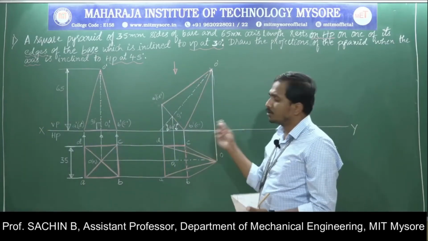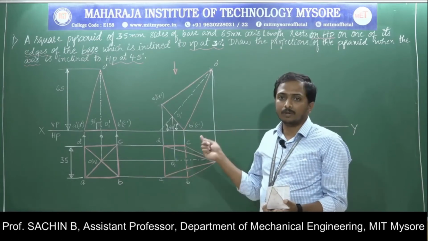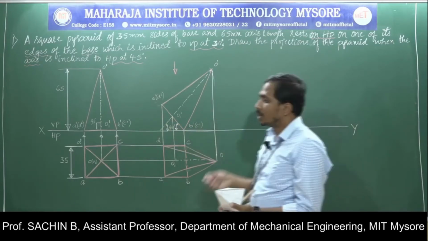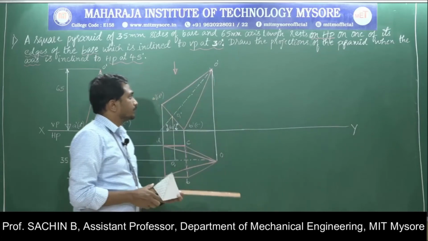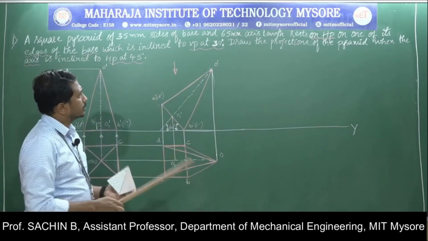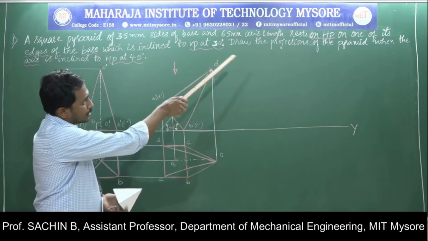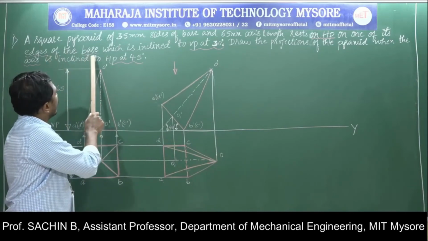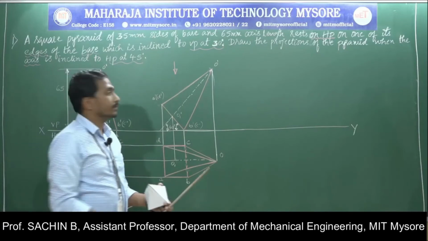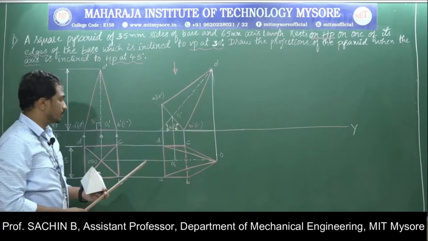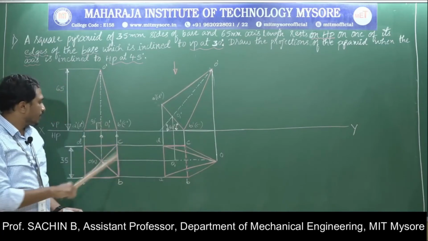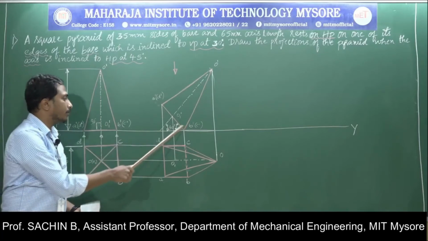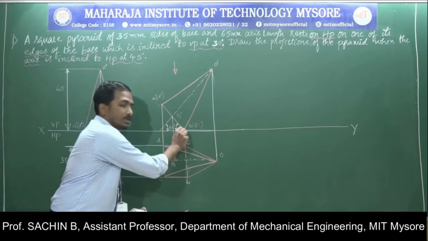Next is how to draw the last position of this particular solid. Now I completed the first position and the second position. Now I will move to the last position of the object. While moving to the last position, you can clearly observe in the question that it is resting on one of its edges of the base on HP, which is inclined to VP at 30 degrees. This is very important. I already underlined it. Here 4 edges were there, but it is resting on BC, as we came to know in the second position.